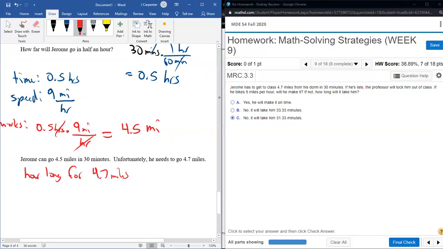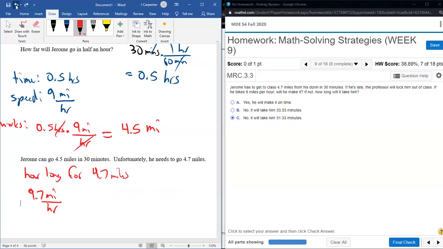So if we do this, I'll do this wrong one way. Let's say you wanted to do 9.7 miles per hour, and you said to multiply it by the 4.7 miles. These miles will not cancel, and your units end up being miles squared per hour. Huh? That doesn't make sense. So you can't just multiply them.